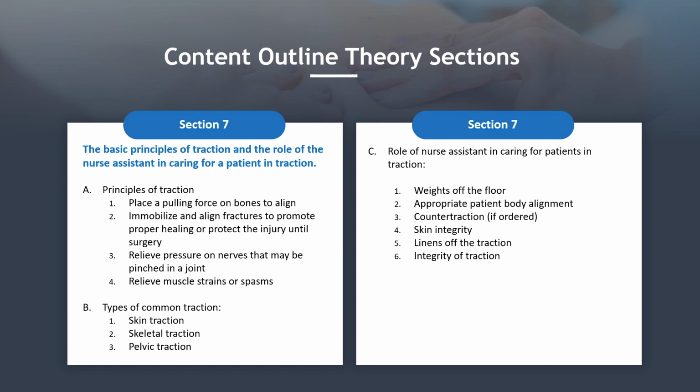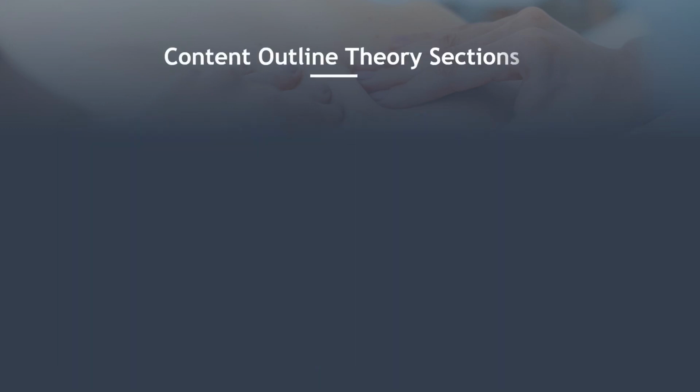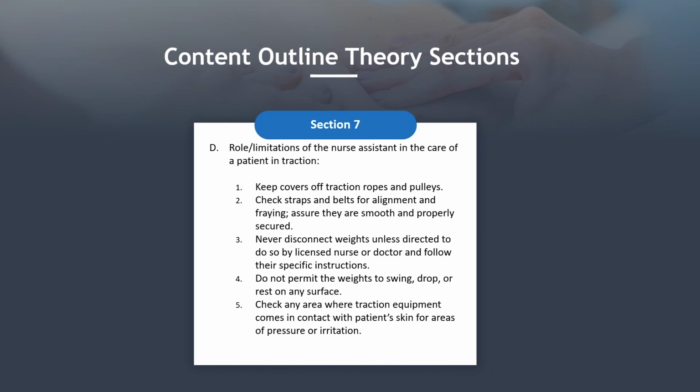Role of nurse assistant in caring for patients in traction: weights off the floor, appropriate patient body alignment, counter traction if ordered, skin integrity, linens off the traction, and integrity of traction. Roles or limitations of the nurse assistant in the care of a patient in traction. Keep covers off traction ropes and pulleys. Check straps and belts for alignment and fraying. Assure that they are smooth and properly secured.